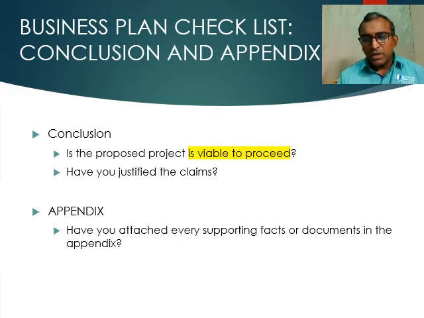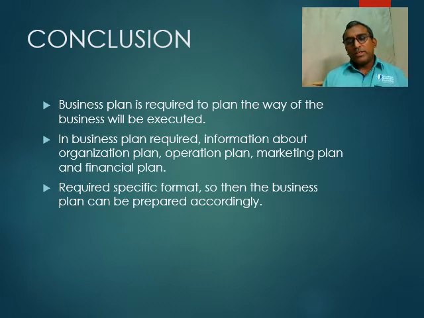It has a lot of appendices suggested, and also descriptions of those appendices. So as referred to you at the beginning of this lecture, this is a short lecture, as has been said. So in conclusion, a business plan is required to plan the way the business will be done. It is not actually doing the business yet. It is having a foresight on how to go about setting up that company. In the business plan, information is required about these components in the main body: organizational plan, operational plan, marketing plan, and financial plan, which we will discuss in the lectures to come in a more detailed manner to help you out.